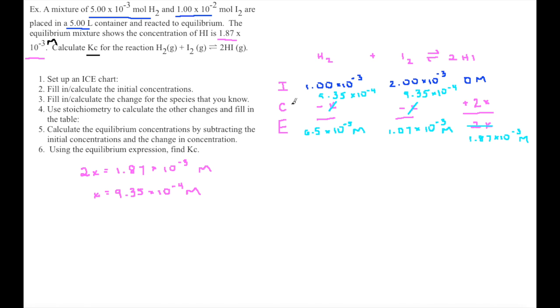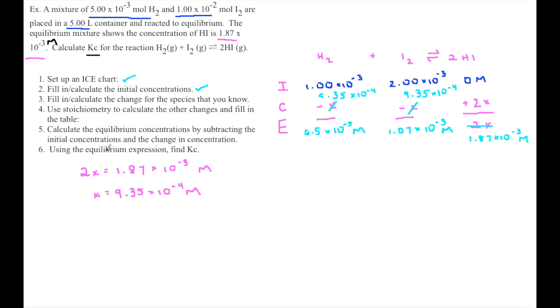All right, so let's review what I've just done in the context of these steps. The first step I did, I set up the ICE chart. Check. Next, I filled in and calculated the initial concentrations. I had to calculate the initial concentration of hydrogen and iodine, but I knew that the initial concentration of HI was 0. For the third step, it says fill in, calculate the change for the species that I know. Well, I knew that HI increased by 1.87 times 10 to the negative third.